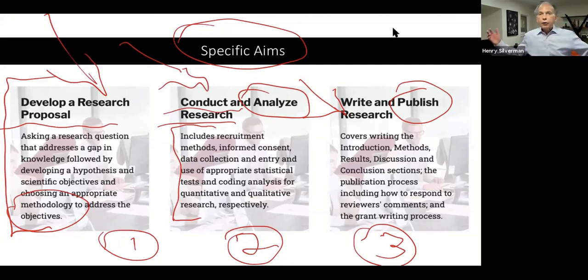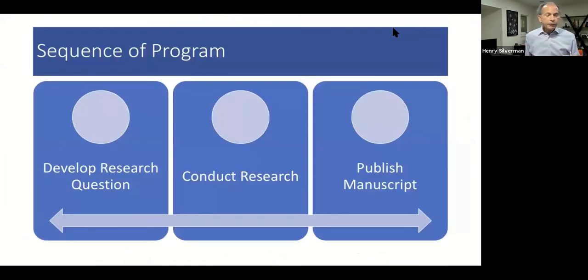If you have your project done already and you have the analysis, then we could help you structure your paper and try to publish that research. So essentially, the sequence of the program in very short sentences is develop the research question, conduct the research, and then publish the manuscript. And essentially, that's what I mean by research from A to Z.